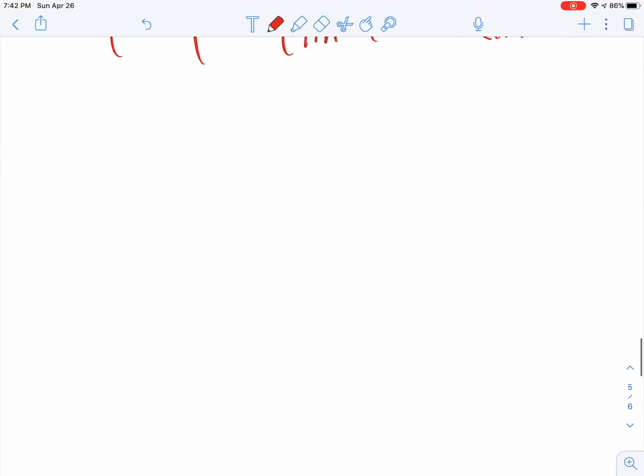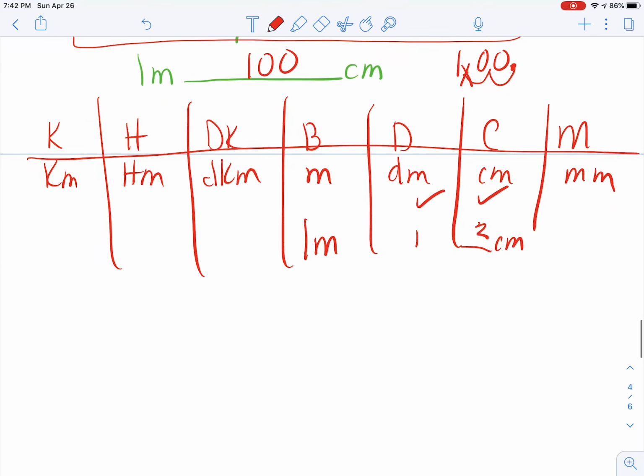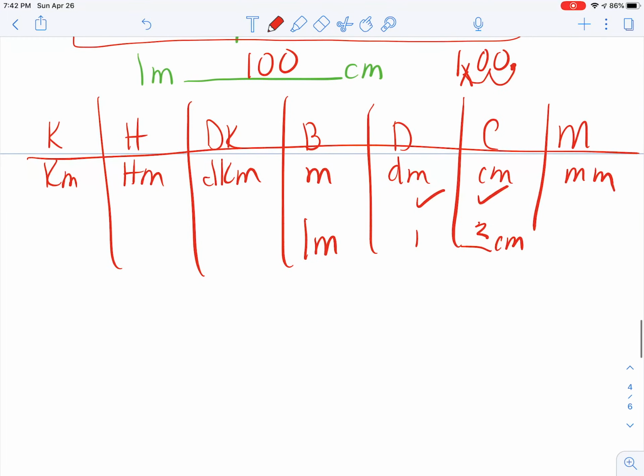So one thing before you work each one of the problems on the quiz today: you're going to need a piece of paper and you're going to need to go ahead and have your chart written out so that you can use it to convert. And just remember, King Henry died by drinking chocolate milk. Kilo, hecto, this is deca. These are your base units. Remember, it could be meters, liters, or grams. Deci, centi, milli. Use this chart when you have to convert.